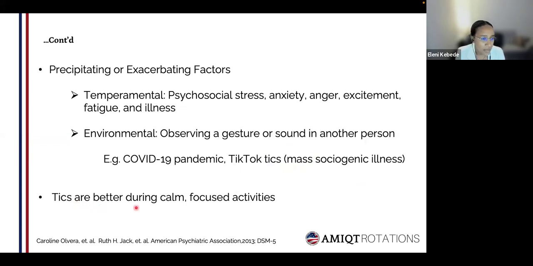So tics are better when we are calm and focused. For example, children who are doing their homework, when they are calm and focused on activities, tend to have less tics.